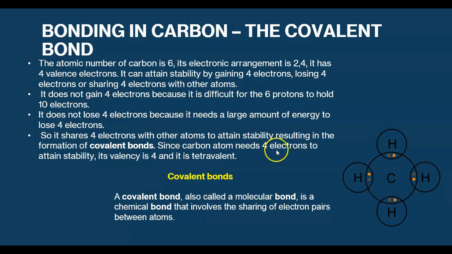Since carbon atoms need 4 electrons to attain stability, its valency is 4 and it is tetravalent. So what do you mean by tetravalency? That means there are only 4 electrons in its outermost shell, and it needs 4 more electrons to attain stability, and therefore you can call it tetravalent. Carbon atom is tetravalent. And of course here is the definition of covalent bond. A covalent bond is also called a molecular bond. It's a chemical bond that involves the sharing of electron pairs between the atoms.